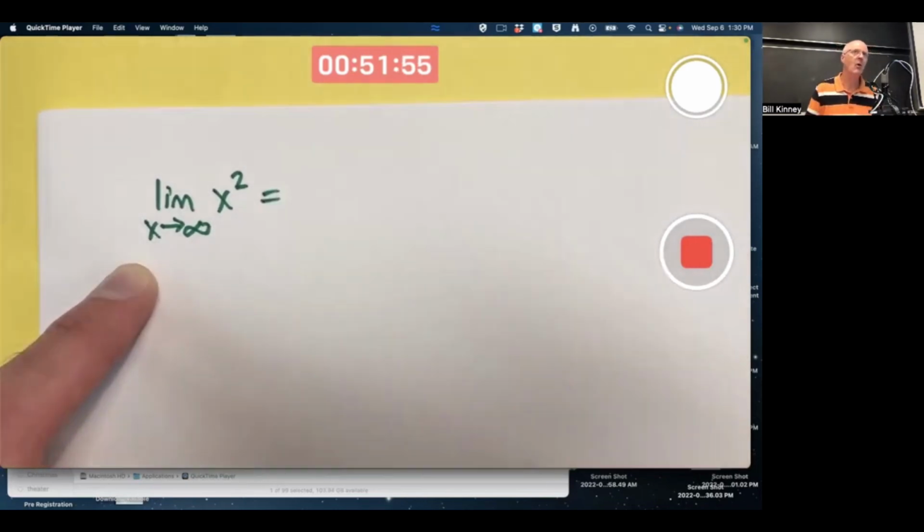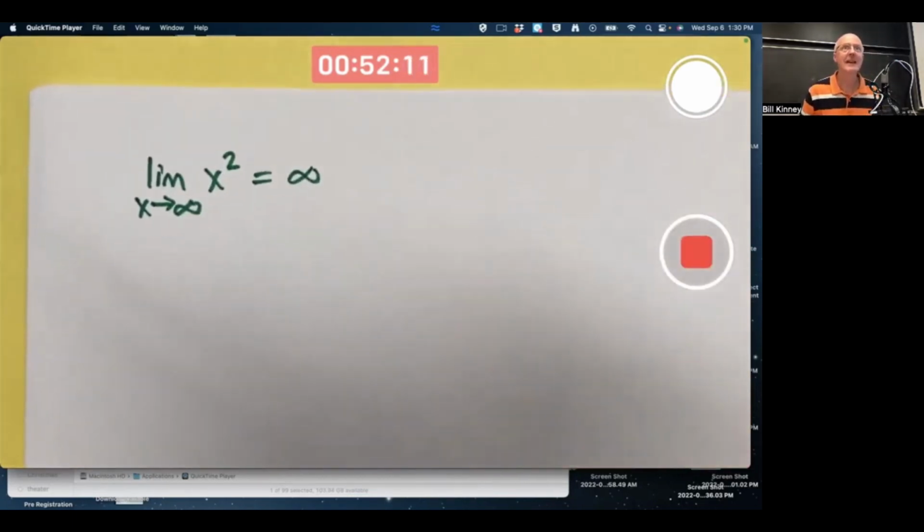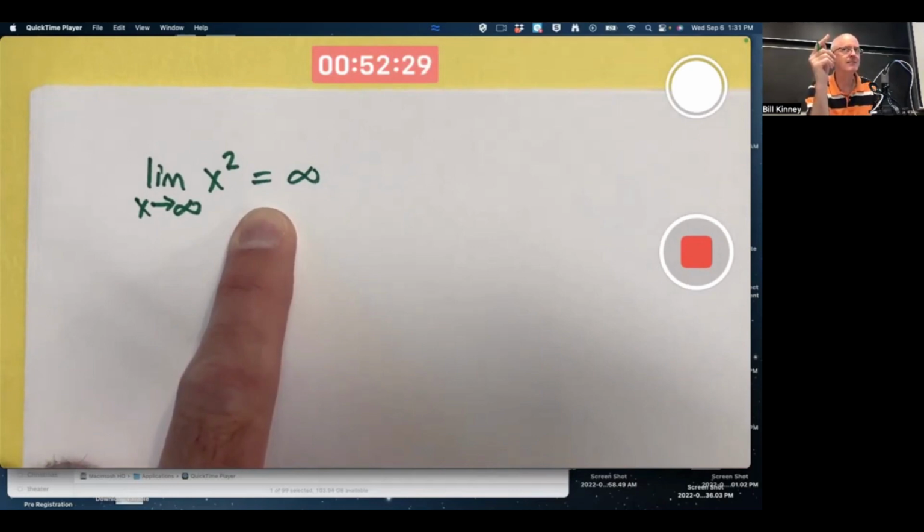What does this equal, or does it not equal anything? This is confusing for pretty much everybody. I'm going to go ahead and write equals infinity, even though infinity is not a number. When I write that, and I say infinity is not a number, realize then that this equal sign is not a literal equal sign. Ugh. Is Dr. Kinney being serious? I am being serious, completely serious.